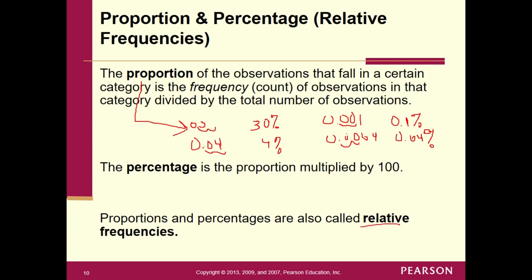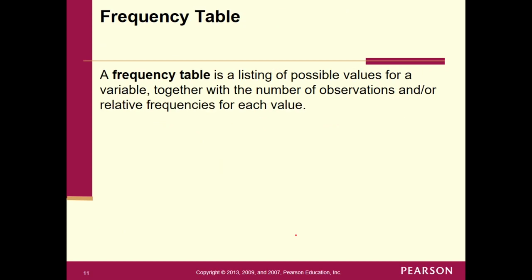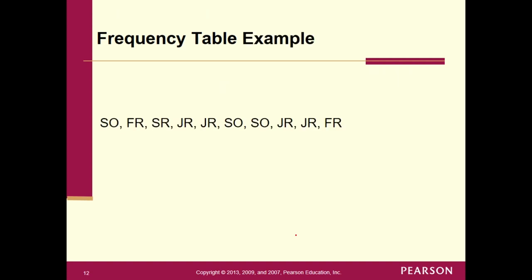But both of these can be considered a relative frequency, and that's the frustrating part about it, is that these are basically all saying the same thing, just that they look slightly different. One's a decimal, another one's a percentage, another one could be a fraction. But they all mean exactly the same thing. So we can make a table, specifically a frequency table, and list the values for a particular variable together with the number of observations and or relative frequencies for each value. That's easier than what we think here.